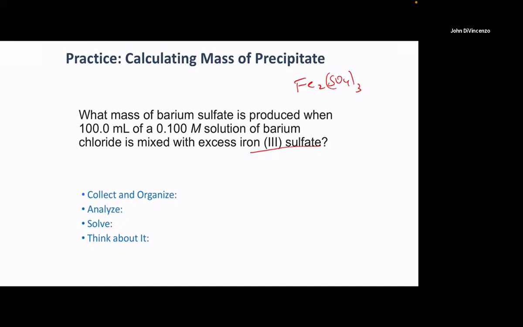Four irons? That's all right. Yeah, so it's iron(III), so we got plus 6 there, and then we got minus 6 because sulfate's minus 2. We good?